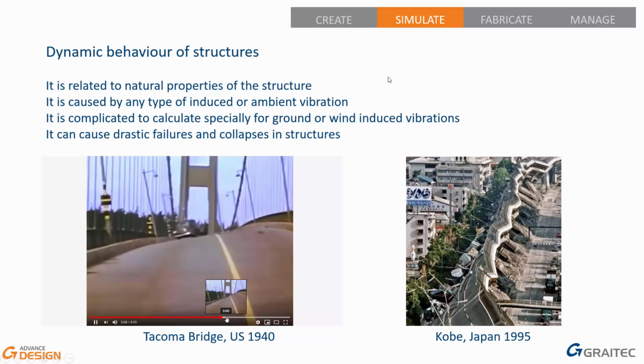So, dynamic behavior of structures. First of all, as the name sounds, it's related to natural properties of the structure. Some of the natural properties of a structure we can call its stiffness, its mass; all of the related properties affect the dynamic behavior of a structure. This behavior, or dynamic action, can be caused by any type of loading. It can be induced dynamic loading, or it can come from ambient vibration.